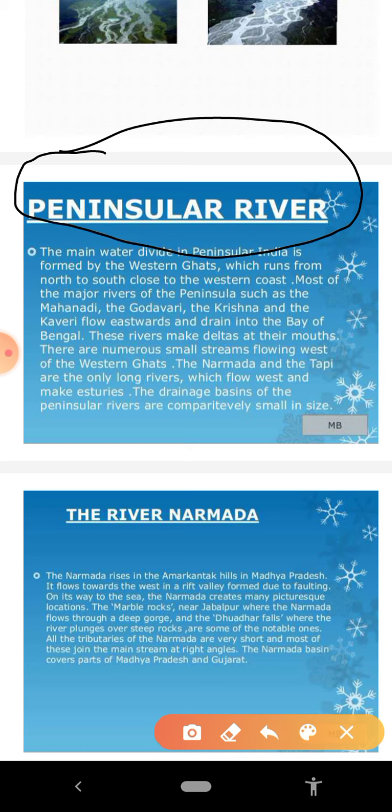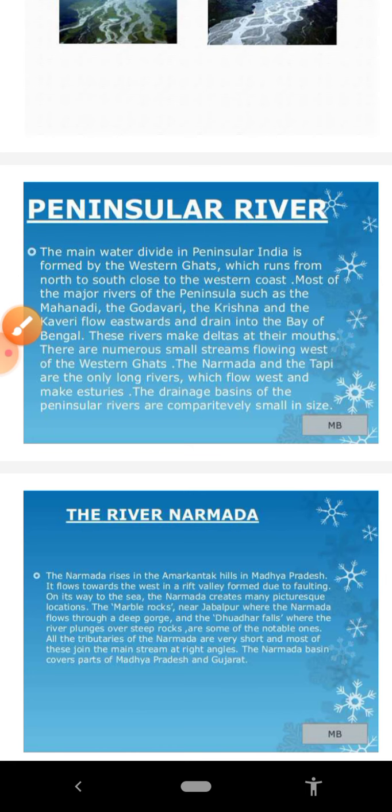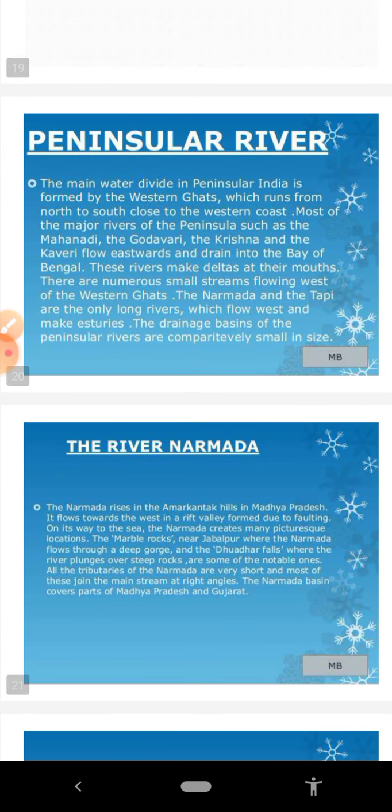There are numerous small streams flowing west of the Western Ghats. The Narmada and the Tapi are the only long rivers which flow west and make estuaries. Now let us discuss the differences between deltas and estuaries. I have just told you that the east flowing peninsular rivers form deltas, but the west flowing peninsular rivers like Narmada and Tapi form estuaries.